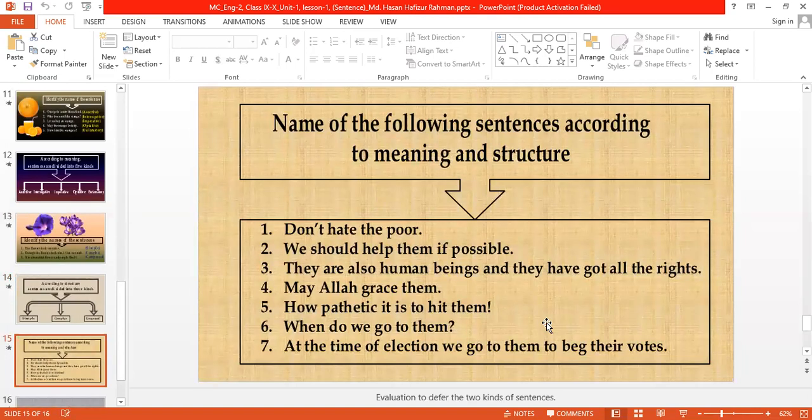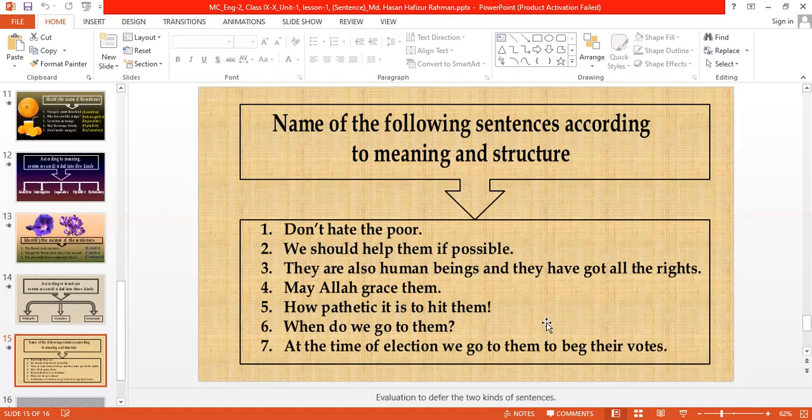Name the following sentences according to meaning and structure. Okay, my dear students, tell me the following sentences according to meaning and structure. Don't hate the poor. We should help them if possible. They are also human beings and they have got all the rights. May Allah grace them. How pathetic it is to hit them. When do we go to them? At the time of election, we go to them to beg their votes.